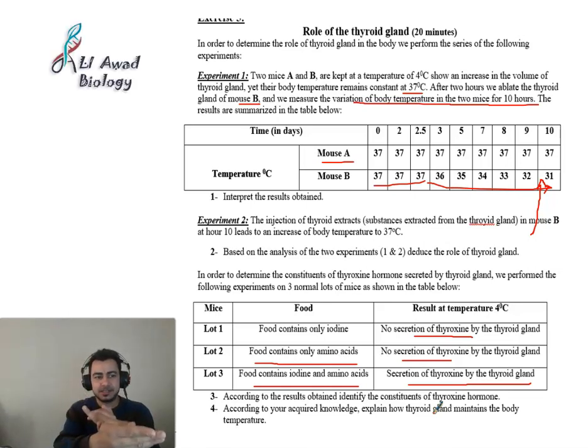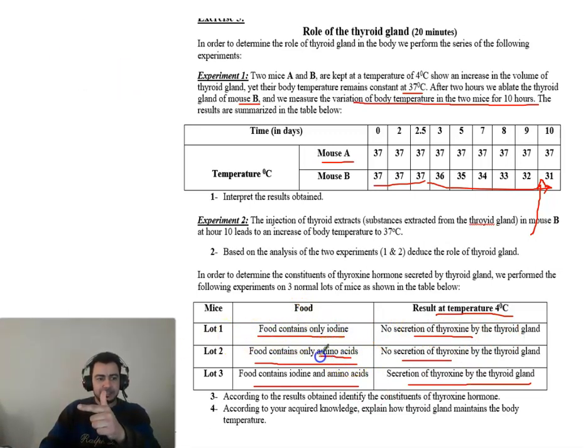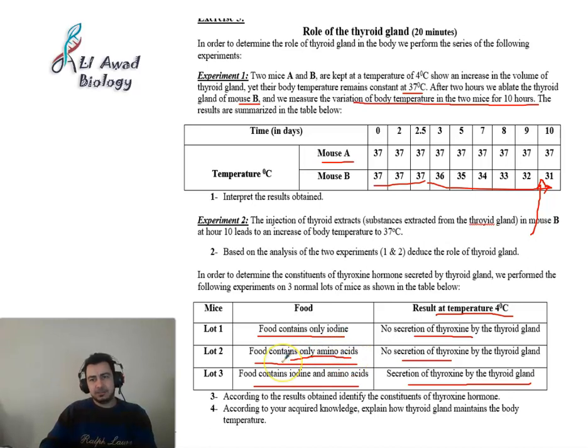بدك تعمل analysis. طب lot 1 و lot 2 مش مثل بعض؟ بقول there is no secretion of thyroxine by the thyroid gland in lot 1 after eating food contains only iodine, and in lot 2 after eating food contains amino acids only. However, there is secretion of thyroxine by the thyroid gland after eating in lot 3, food contains iodine and amino acids. So thyroxine hormone contains amino acids and iodine.